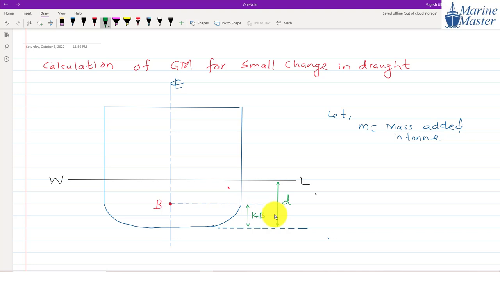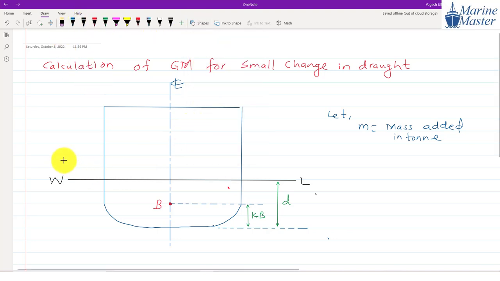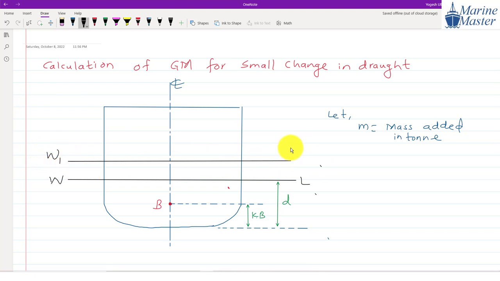Now, when we are adding a mass M, what is going to happen? Its draft is going to increase and we will have a new water line. That new water line we will call W1 L1. Guys, observe, listen to my points.